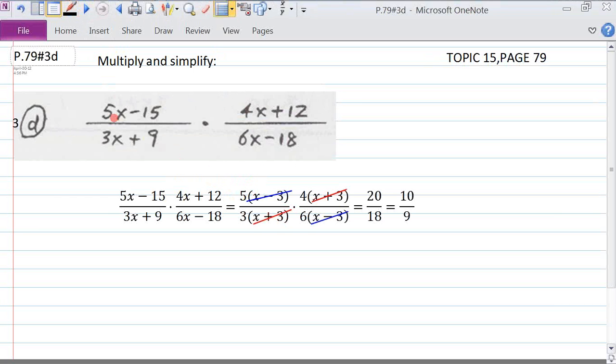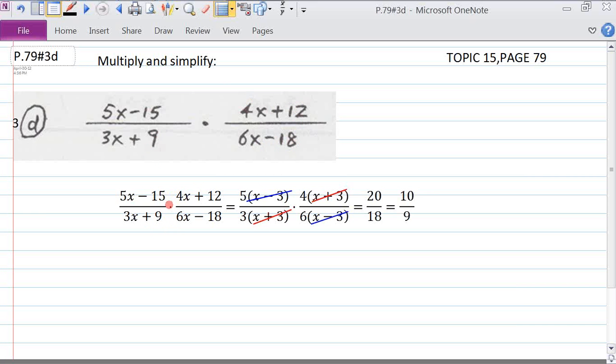Okay, so now, again, this is a multiplication. And if you look at each one of these, you can see that you can factor each one. For example, here I know I can factor 5 out of there. Here I know I can factor 3. Here I know I can factor 4. Here I know I can factor 6. So after a while, you begin to recognize.